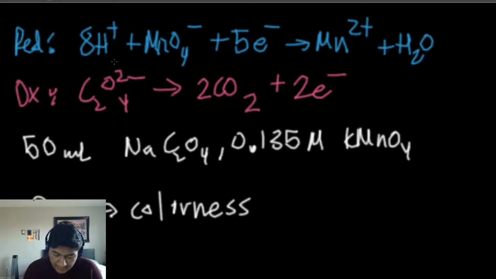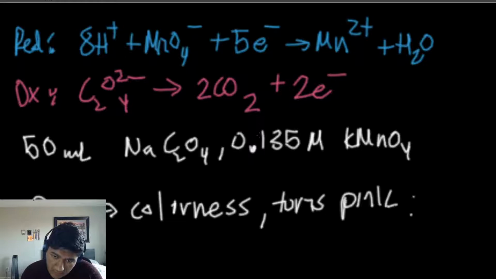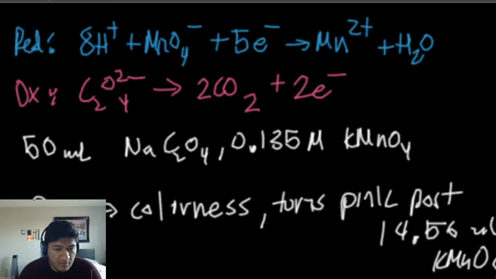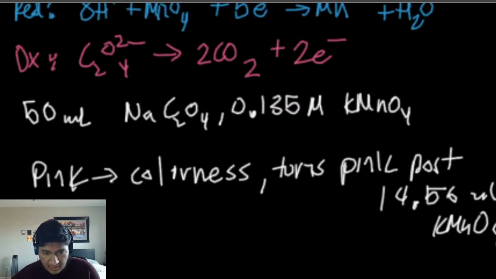So we know that MnO4 is going to Mn2+, which means it's being reduced. And say it turns pink after 14.56 milliliters of KMnO4. Now, this might sound a little bit more complicated, but trust me, it just gets easy because it's just math.